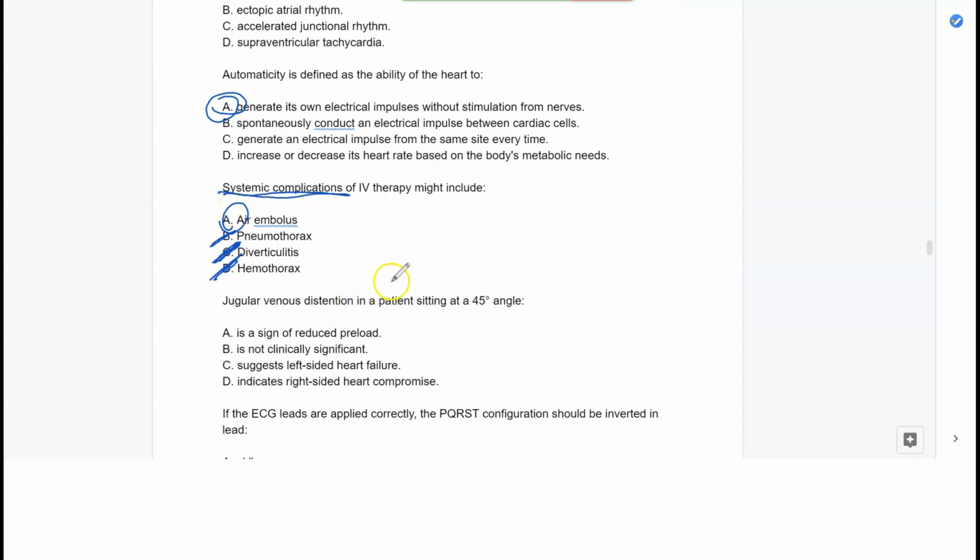JVD in a patient sitting at a 45-degree angle is a sign of reduced preload. No, it's a sign of increased preload. Is not clinically significant, but just no. It is in fact clinically significant. Suggests left-sided heart failure. It's more on the right side, right? Indicates right-sided heart failure, heart compromise.